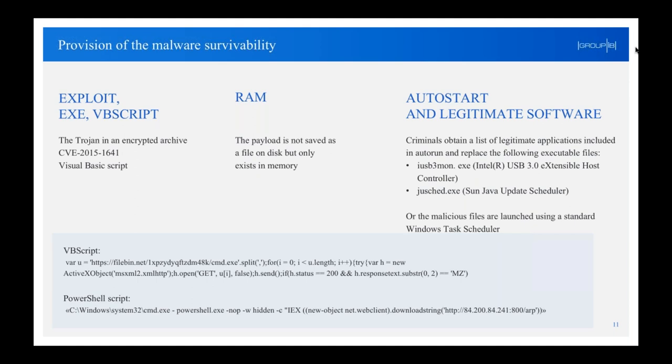One of the other ways that Cobalt was survivable within the corporate network was to be run on autostart. What Cobalt Group did was identify on the infected endpoints which legitimate applications were in the autorun process, and they replaced these legitimate executables with the Cobalt executable. That was one way that they survived within the network. The other method was that they would create a task in Windows Task Scheduler to relaunch the malicious files at a certain period of time, in order to relaunch the exploit in the event that the system was restarted or it was removed from the network. So those were two of the different ways that Cobalt Group used to survive within the corporate network.